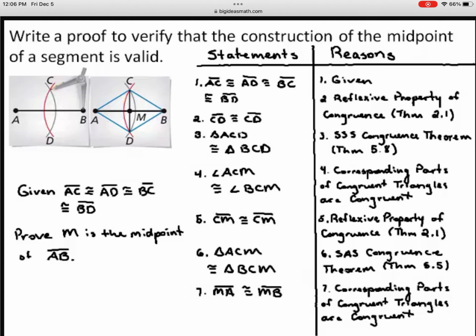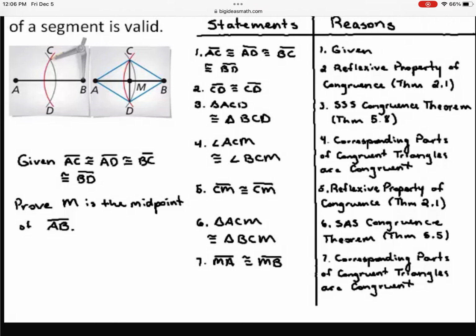Line segment MA is congruent to line segment MB because corresponding parts of congruent triangles are congruent. Then M is the midpoint of line segment AB by the definition of midpoint.